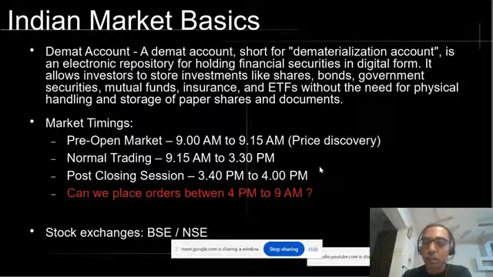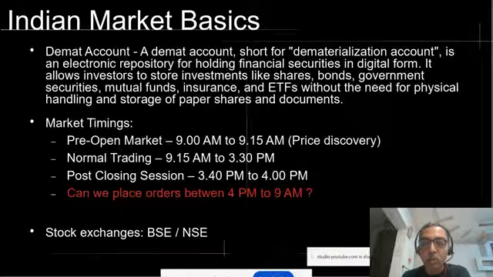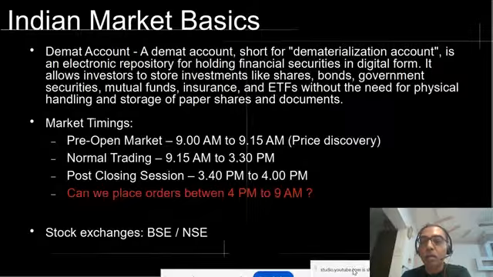We have multiple stock exchanges in India. The two biggest stock exchanges in India are Bombay Stock Exchange and National Stock Exchange. Both of them are located in Mumbai.